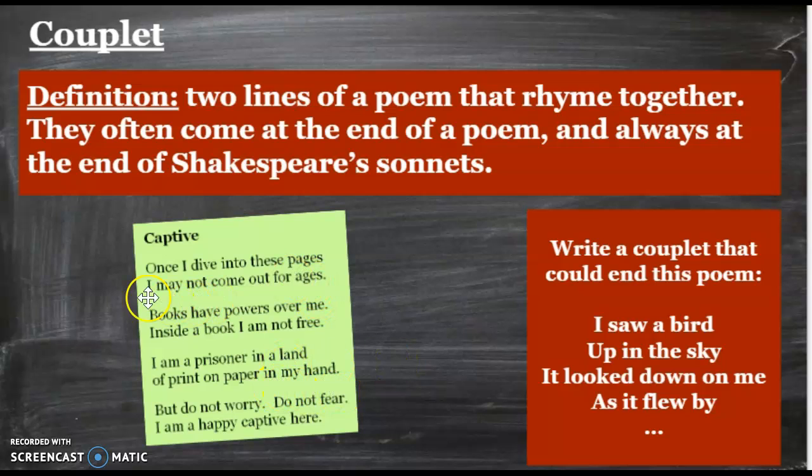So here we have, once I dive in these pages, I may not come out for ages. Again, if they're 2 lines that rhyme together, right there, boom, that's a couplet. Books have powers over me. Inside a book, I am not free. Again, those rhymes, that's going to be a couplet, okay? So anytime you see 2 lines that rhyme together, think of a couplet.